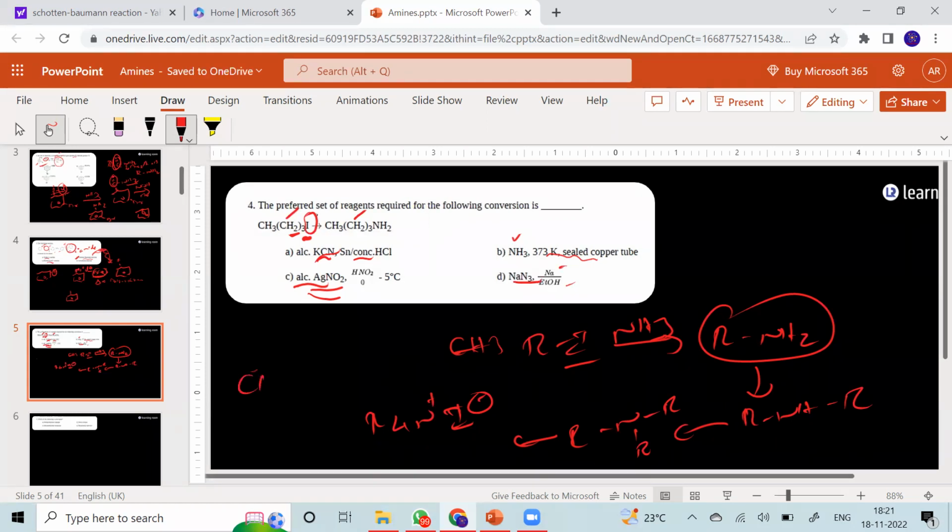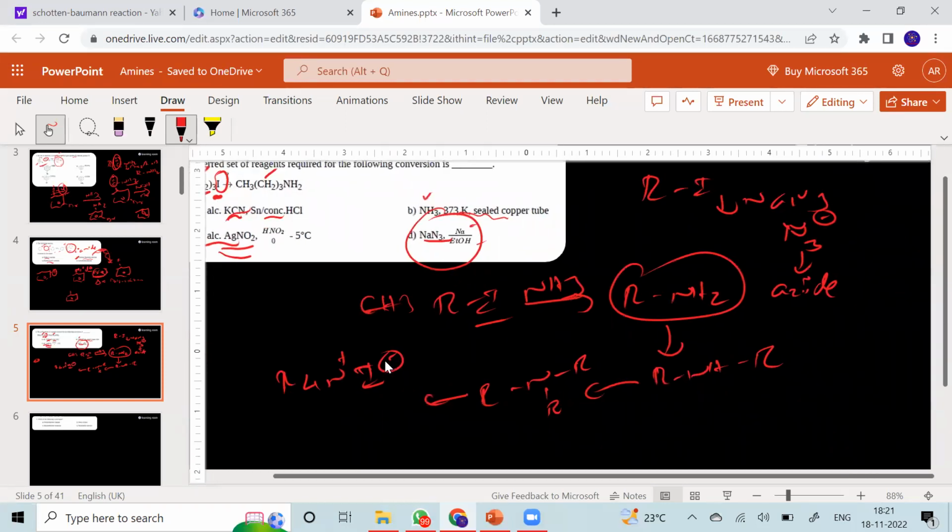Okay. If you have, say, RI, right? And you go for NaN3. Now the nucleophile here is N3-. This ion is what is called your azide ion. Okay, this N3-, right? Ion is there. That's what is called azide ion. Okay. Oh, but it's NaN3, right? Okay, NaN3 and sodium ethoxide is there, right?